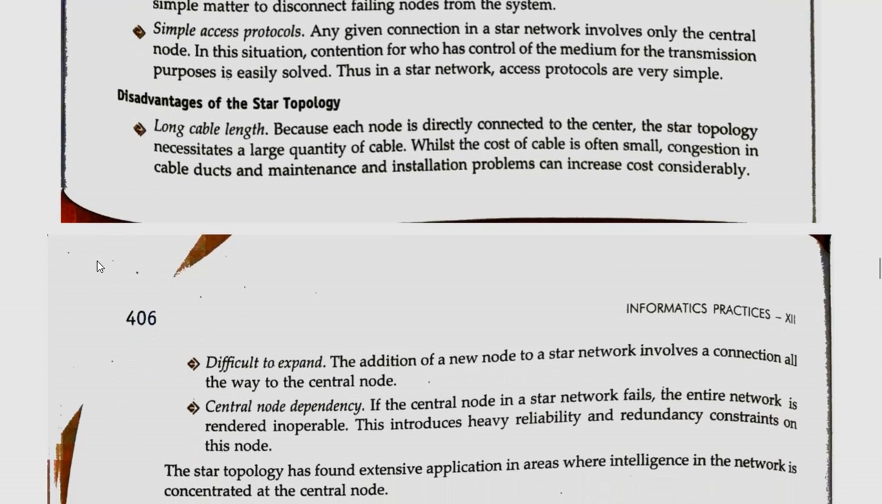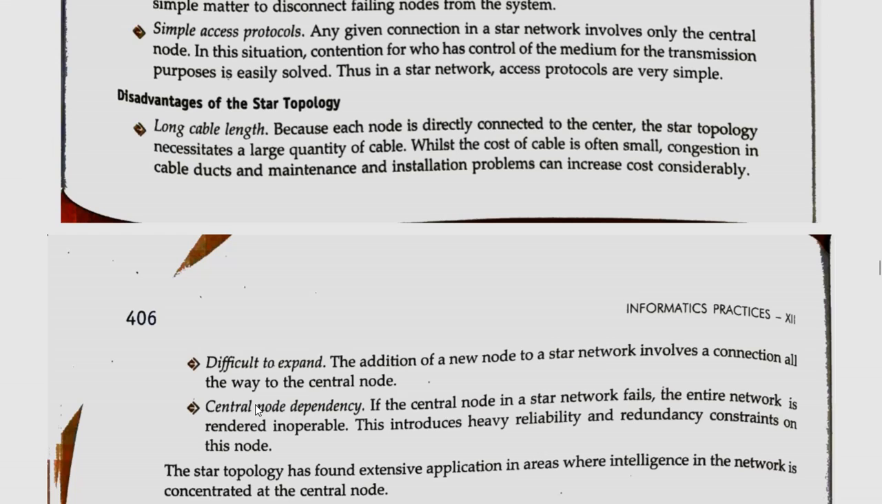Now the second thing is the difficulty to expand. The addition of a new node to a star network involves a connection all the way to the central node. Okay, so if you want to add a particular node to the system, you need to add it directly to the central system. It may again cost you long cable length because you cannot join it to a particular node. You have to join it to the central node. So that is going to create a difficulty in the expansion of the network. If you add a new node in the network, it will create some expansion problems.